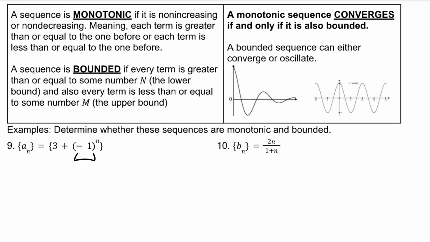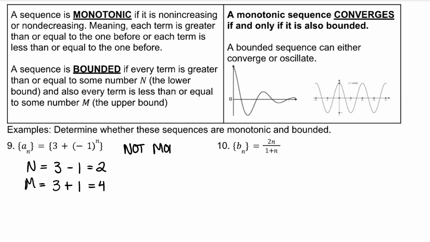Negative 1 to the power of n will oscillate between 1 and negative 1, and then you're adding 3, making our lower bound 3 plus a negative 1, and our upper bound 3 plus 1. As we established, a sub n is an oscillating sequence, so it cannot be monotonic. However, it is bounded between 2 and 4.